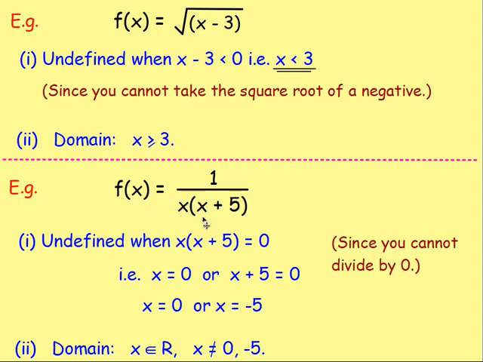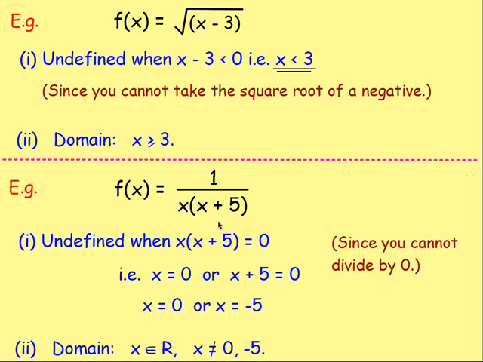So with this one here, you will say it's undefined when the denominator is 0. So you'd have x times (x plus 5) equal to 0. Split that up, so either x is 0 or x add 5 is 0. Keep x as 0, or if you subtract 5 from both sides, x would equal negative 5. These are the two values that would make the denominator equal 0. So in other words, it's undefined. You cannot have x equals 0 or x equals negative 5. That would give you a 0 in the bottom, and you can't divide by that.